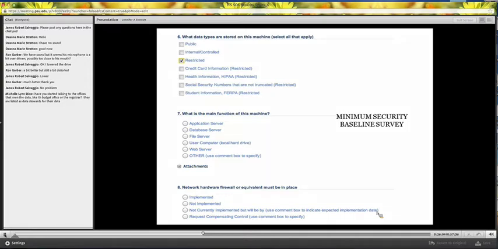And based on how you answer the questions with respect to the data that's on that machine, whether it's restricted data, internal controlled, or public, it'll come up with a subset of requirements that are required according to that data type. Okay? We also want to know the function of the machine so we have a better understanding. We understand that some of the minimum security baselines might not be applicable for, let's say, professionally server-based machines versus an individual desktop. So there might be a difference with those controls.